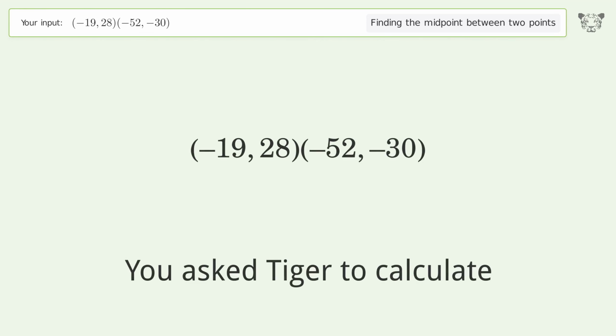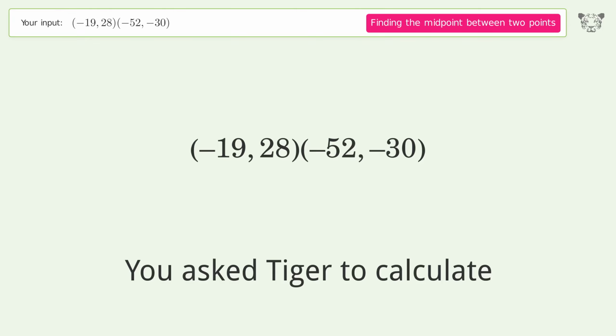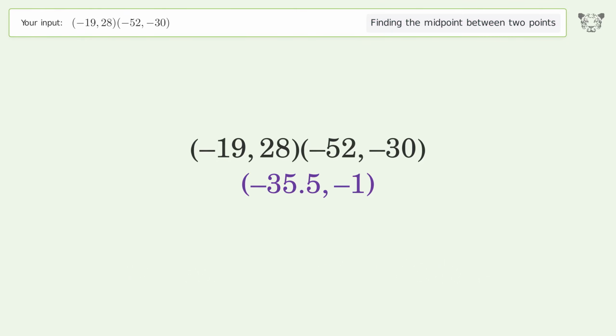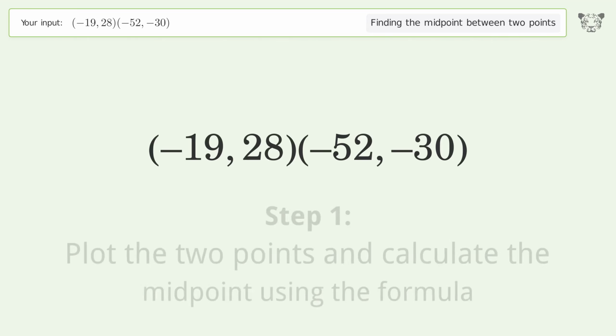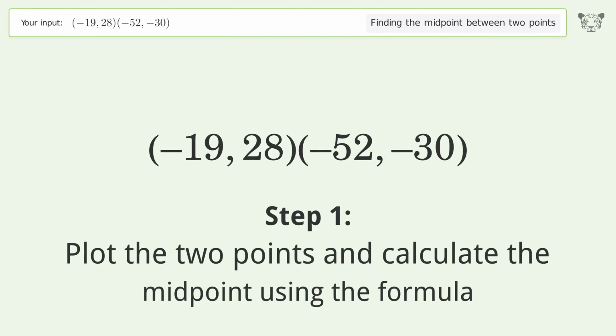You ask Tiger to calculate. This deals with finding the midpoint between 2 points. The midpoint between the 2 points is -35.5, -1. Let's solve it step by step. Plot the 2 points and calculate the midpoint using the formula.